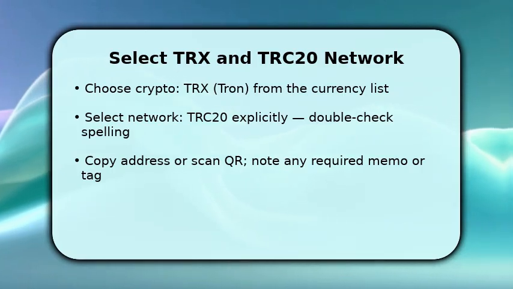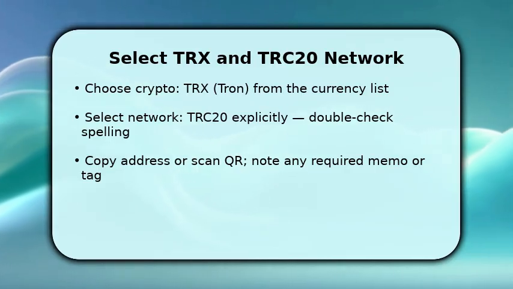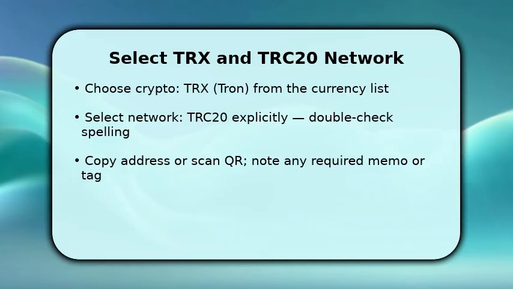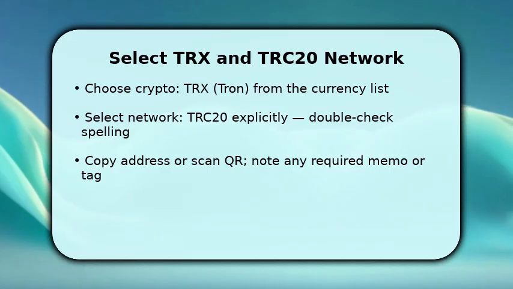This is crucial because TRC20 is the Tron-based token standard. Once selected, Binance will display a deposit address and sometimes a memo or tag. Copy both if present. You can also tap the QR icon to scan. Make sure the copying is exact. Paste into a plain text field to verify no extra spaces.